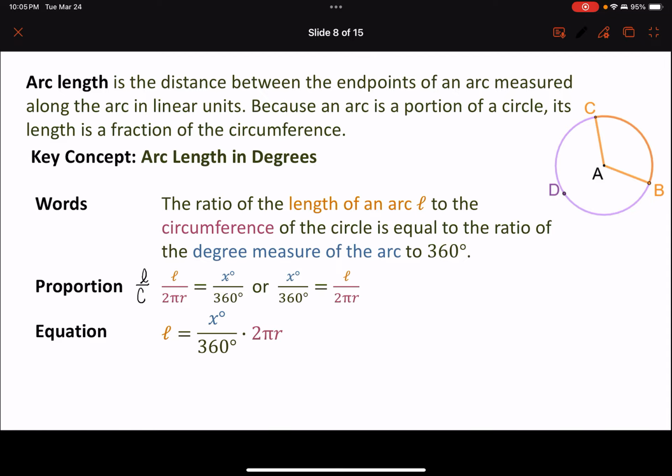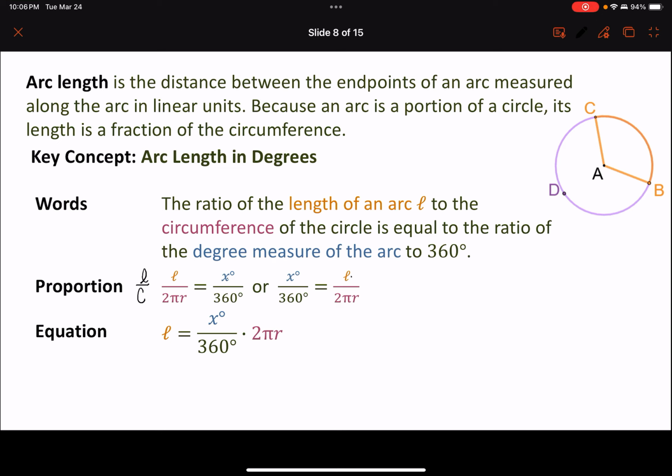Or x degrees out of 360 is the same thing as the arc length over the circumference. Sometimes we'll give you a radius, so you'll want to use 2 pi r. Sometimes we'll give you a diameter, so you'll use pi d. But the angle measure over 360, the central angle over 360, is equal to the arc length over 2 pi r, or pi d.